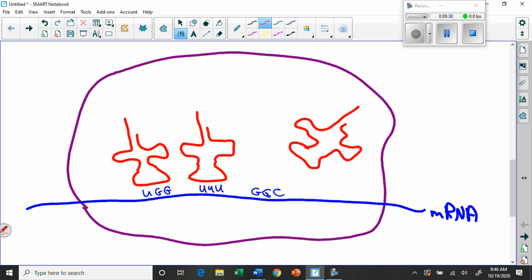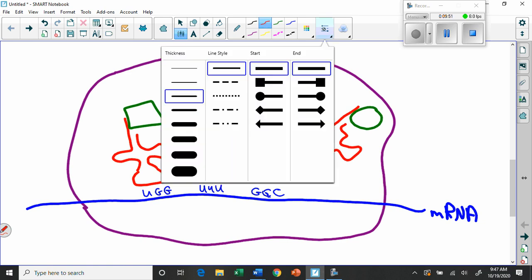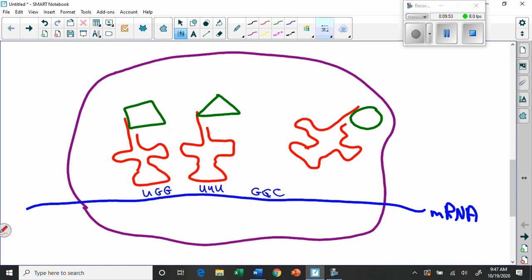That's okay. And then I'll use another color, maybe green, for the amino acids. So this amino acid that is attached here, I'll put it in a green box. This will be a different one, so I'll make it a triangle. And this would be a different one, so I'll make it a circle. These are all different amino acids with different transfer RNA molecules. Each transfer RNA has only one specific amino acid that it carries.